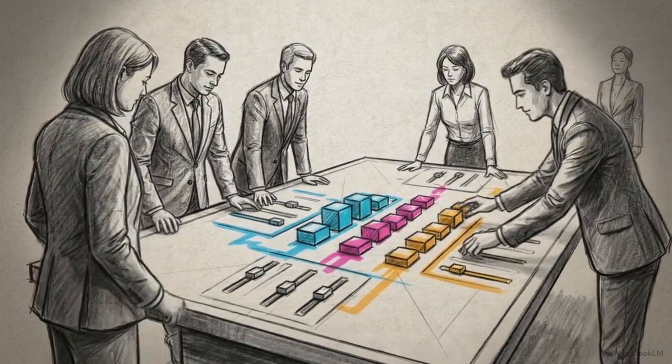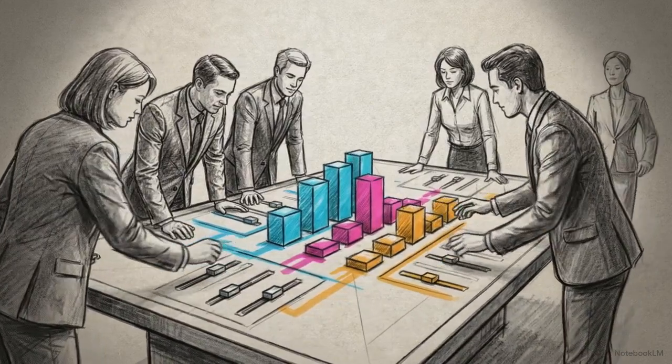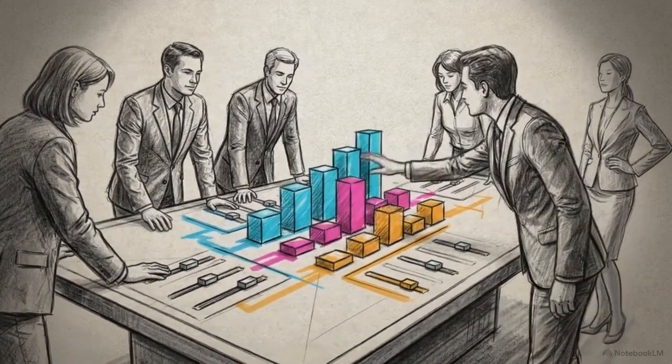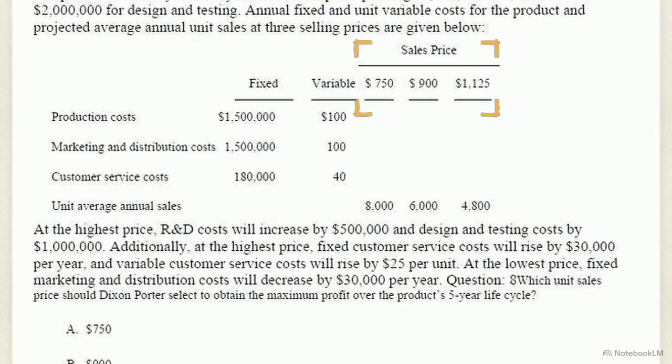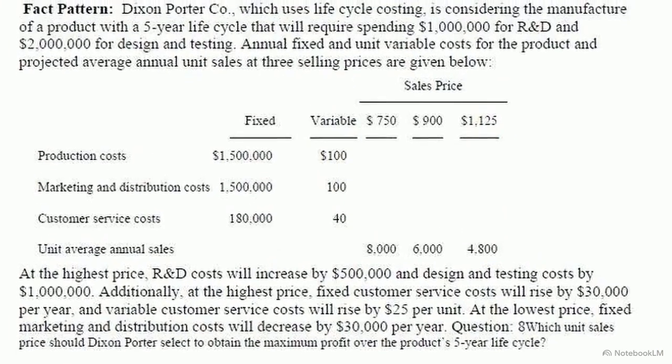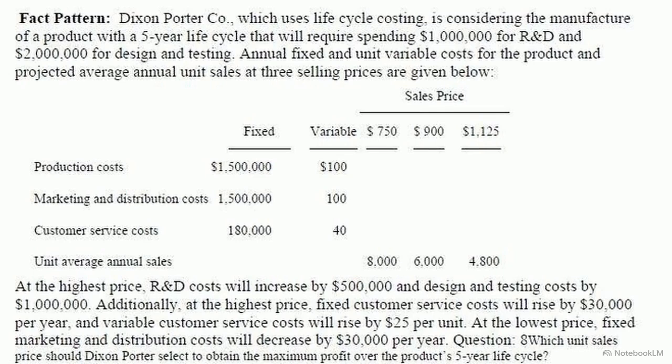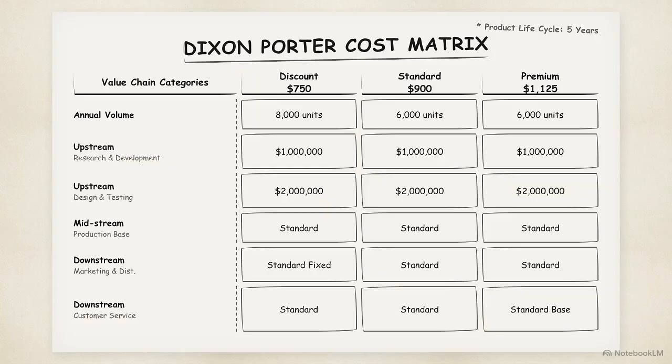Management frequently uses life cycle modeling to solve complex, multivariable optimization problems, like selecting the optimal selling price for a new 5-year product. Here is Dixon Porter Co.'s cost matrix, evaluating 3 potential sales prices: $750, $900, and $1,125. The text establishes a $3 million baseline investment, requiring $1 million for R&D and $2 million for design and testing. Commanding the premium $1,125 price point drops projected volume to 4,800 units. To justify that price, Enhanced Engineering pushes R&D and design costs up by $1.5 million.